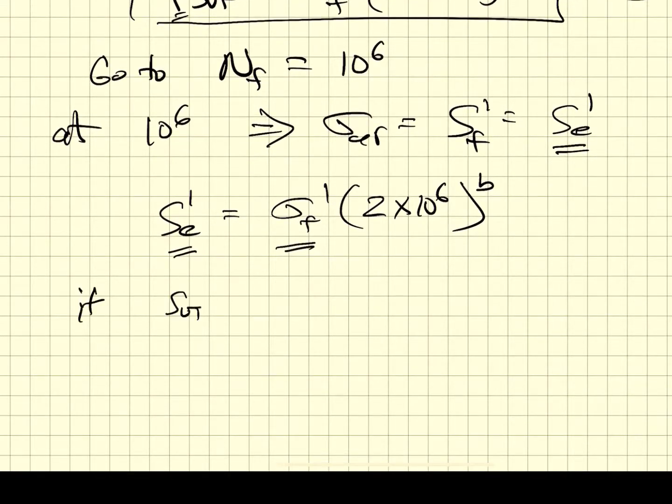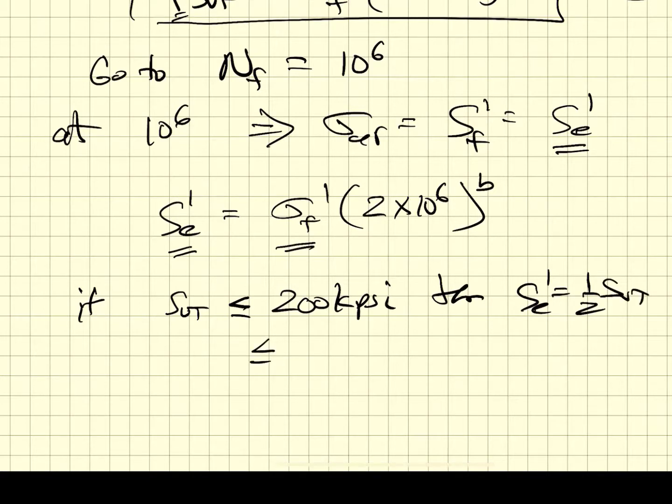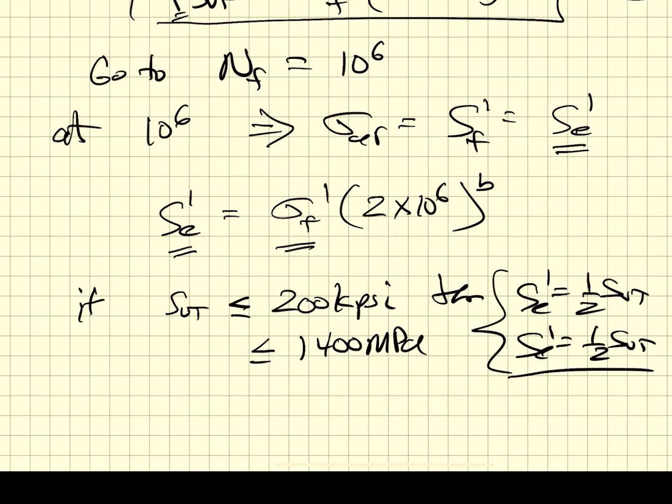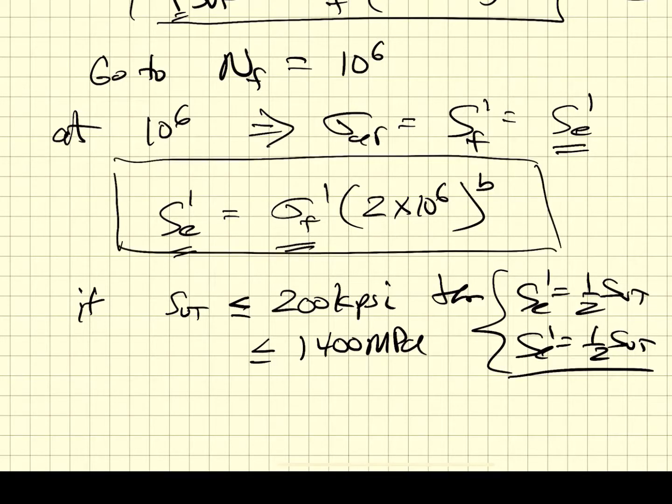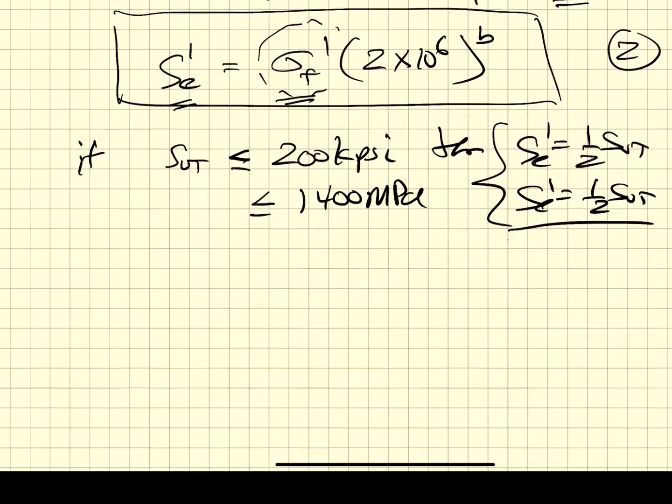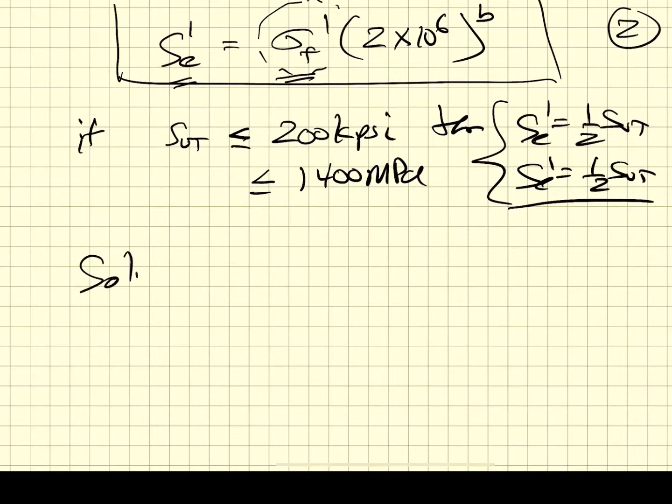So if ultimate tensile strength is less than or equal to 200 kpsi, then SE prime is 1/2 the ultimate tensile strength. Likewise, if it's less than or equal to 1400 MPa, then the endurance limit is equal to 1/2 the ultimate tensile strength. So whether English or metric units, it's easy for us to find the endurance limit, and that then gives us a second equation. We use the SAE method to estimate sigma F prime, and then we have two equations for the two unknowns, B and F. This allows us to solve, so we solve for B and F from these equations.